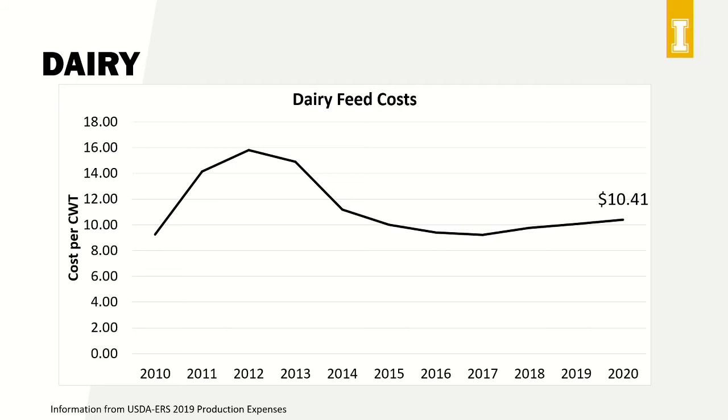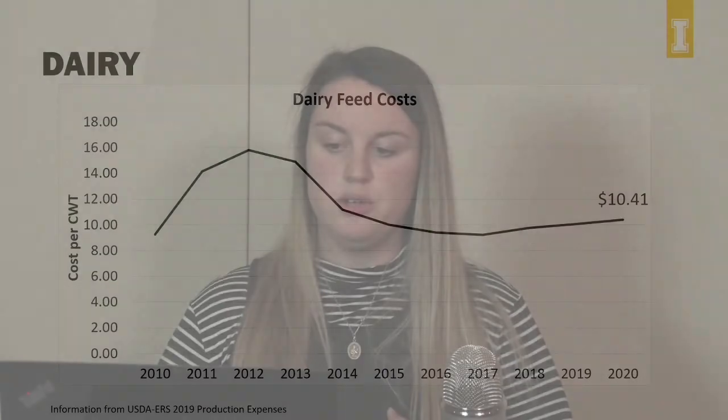And so $10 per hundredweight of the milk was actually due to dairy feed costs. And so those have gone up this year as well. And if we see that other commodities are increasing, like feed sources, then we could see that increase as well.